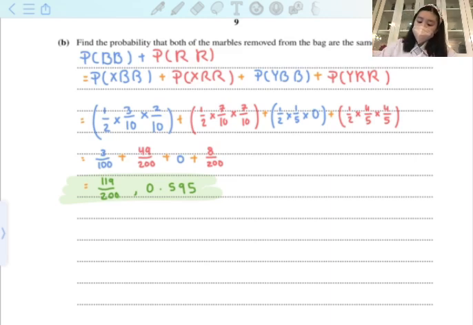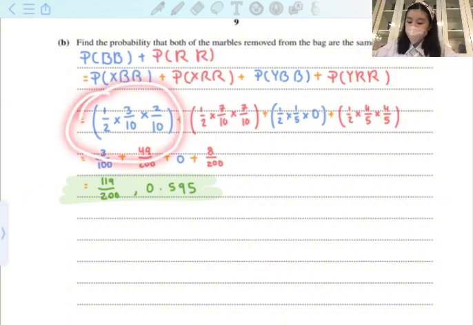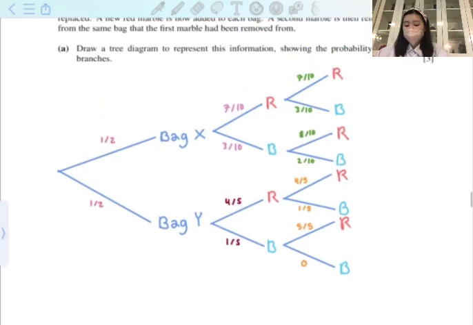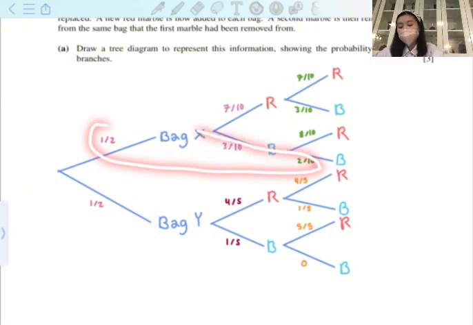Now, as you can see here, I've already put a bunch of fractions over here. You might be a bit confused, where did I suddenly get these fractions from? Now, let's go back to the tree diagram. For example, let's say I took a bag X double blue draw. Now, you multiply 1/2, the probability of selecting bag X, by 3 out of 10, the probability of drawing blue, and then 2 out of 10, the probability of drawing another blue. So you multiply all these together to calculate the probability of drawing an X double blue.